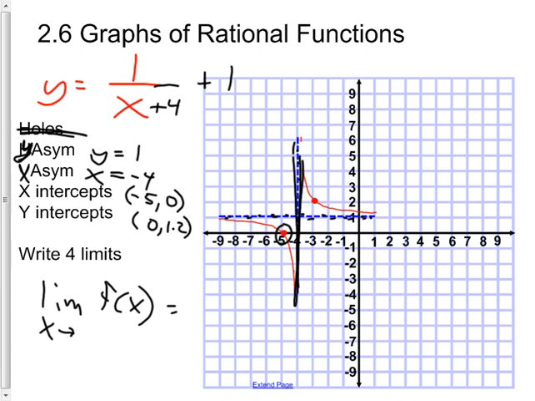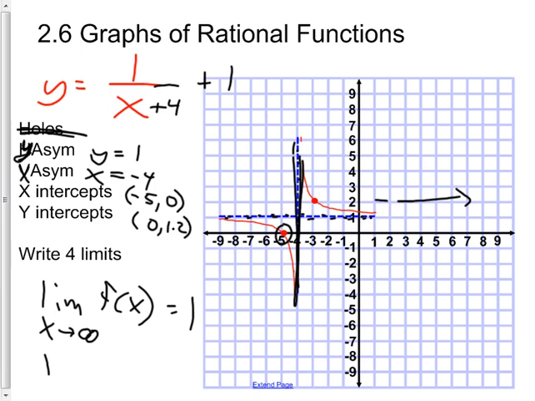All right, so if you chose to do the way right side, that would be as x approaches infinity. Way over there, what would the y be? 1. It's getting closer and closer to this line right here, which is y equals 1. Okay? Next one.